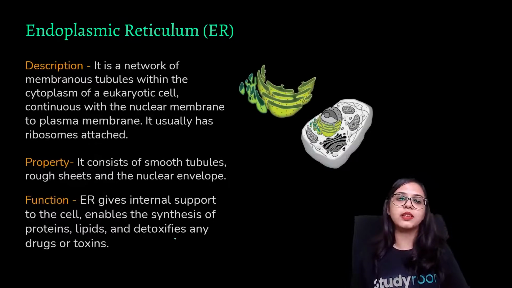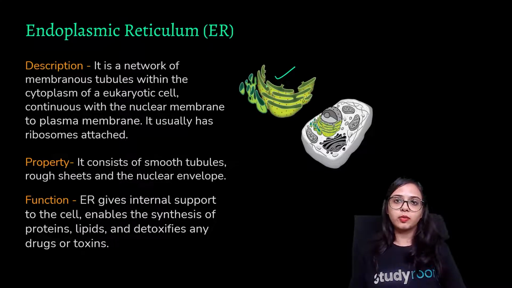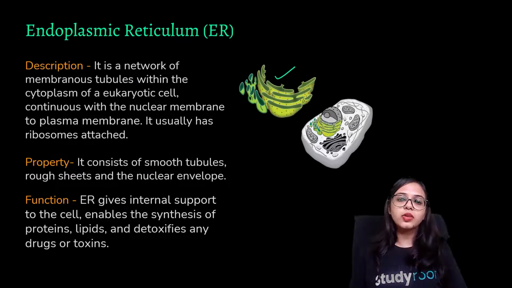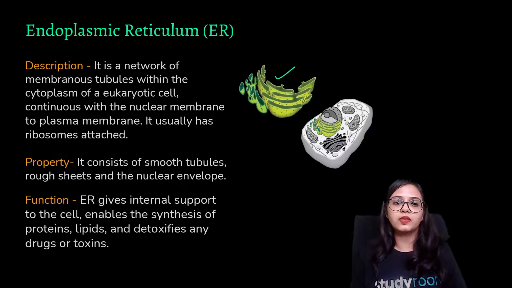Endoplasmic reticulum is a network of membranous tubules, like you can see here in this diagram, within the cytoplasm of a eukaryotic cell. So endoplasmic reticulum is not to be found in the prokaryotic cell, it is to be found in a eukaryotic cell, and it is continuous with the nuclear membrane to the plasma membrane. It usually has ribosomes attached.